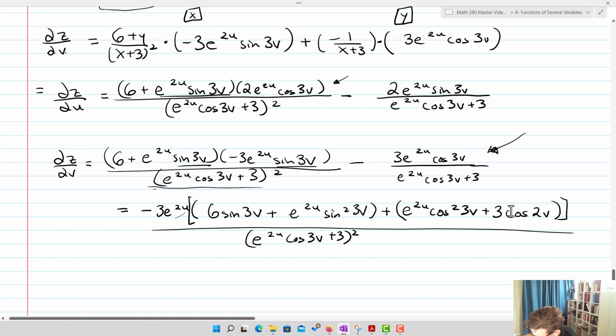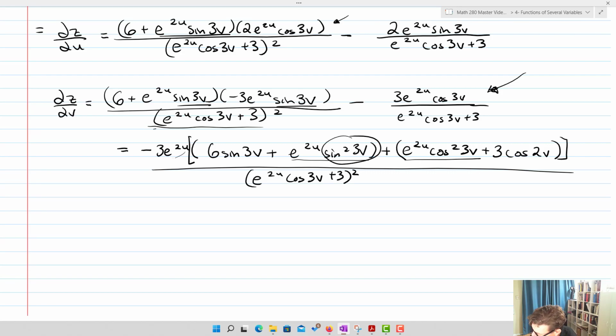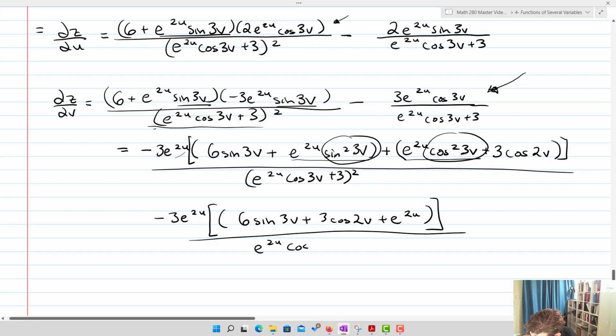All right, so you might want to pause your video and make sure that you go through and do that. I'll go and do the same to check mine. So now, combining like terms, here's e to the 2u sine squared 3v and e to the 2u cosine squared 3v. That's going to be e to the 2u, because these two added together end up being 1. So we now get negative 3e to the 2u, and this will be 6 sine 3v plus 3 cosine 2v plus e to the 2u, all divided by e to the 2u cosine 3v plus 3 squared.